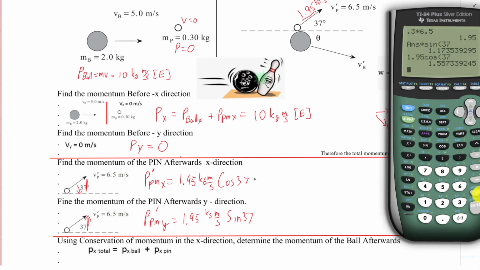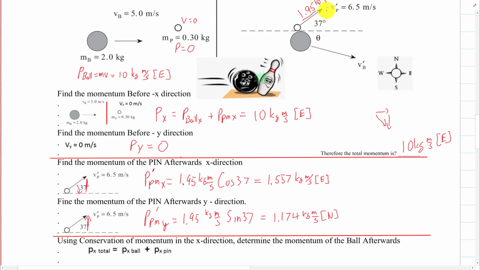Okay, and these are the numbers. The x is 1.557 kilogram meters per second east, and the y is going to be 1.1794, if we round that up, kilogram meters per second north, because the pin is heading northward. So that's its momentum in its components.